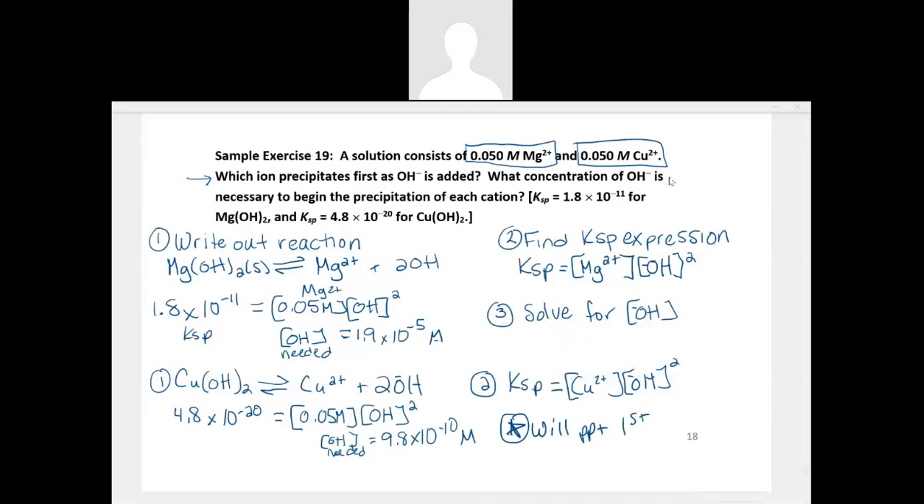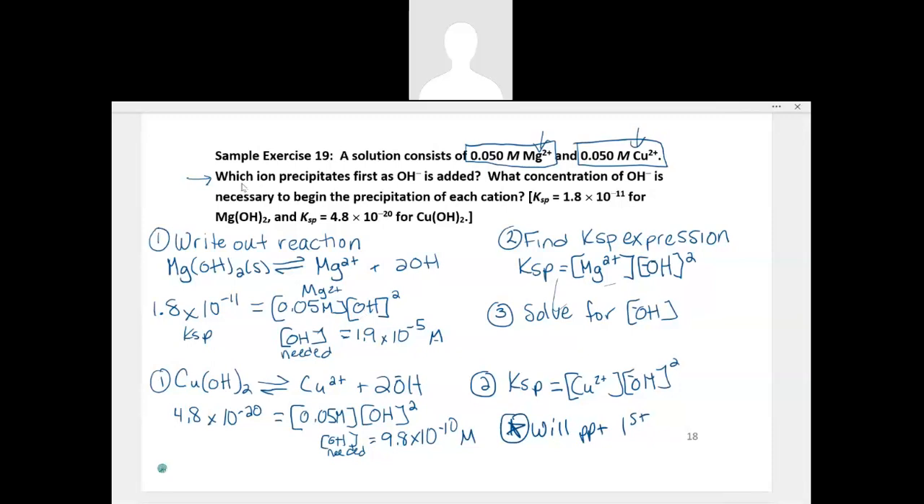Let's take a look now at sample exercise number 19. This will be the last practice problem that we solve together from this chapter. And it is, again, an example that reviews the selective precipitation of ions. So we're given here a solution that contains both 0.05 molar concentrations of magnesium 2 plus and copper 2 plus ions. So the same starting concentrations of each.